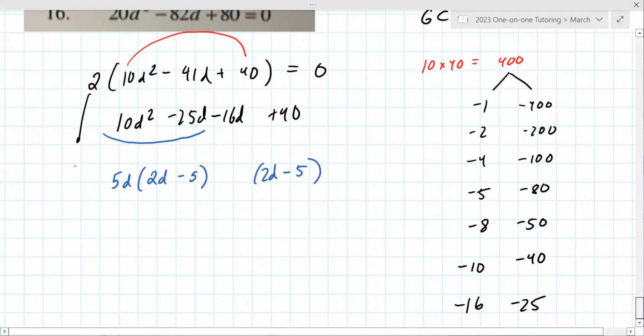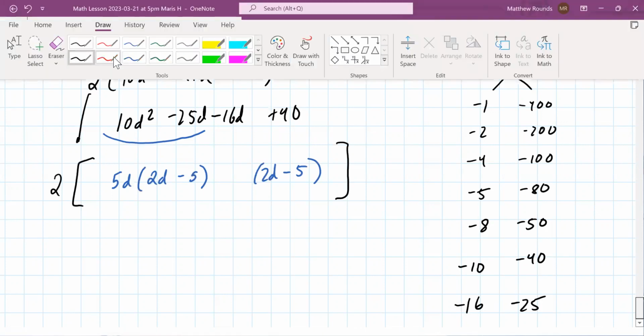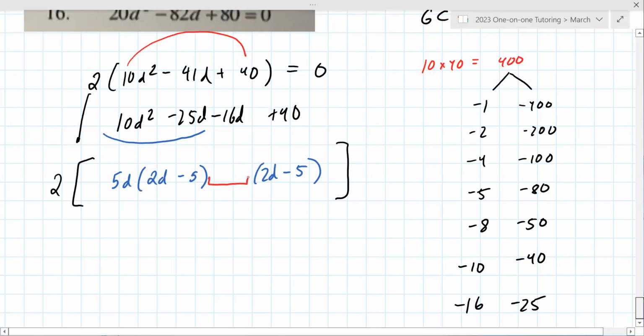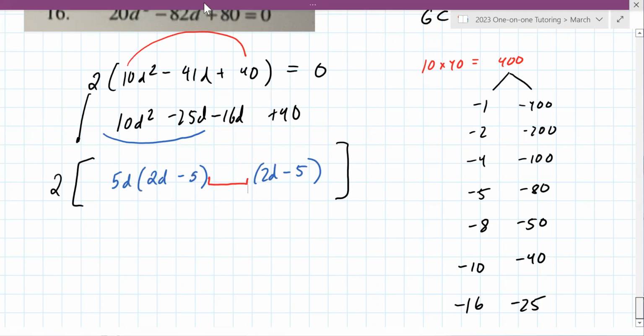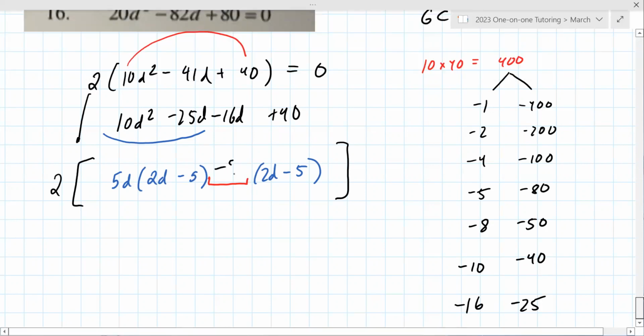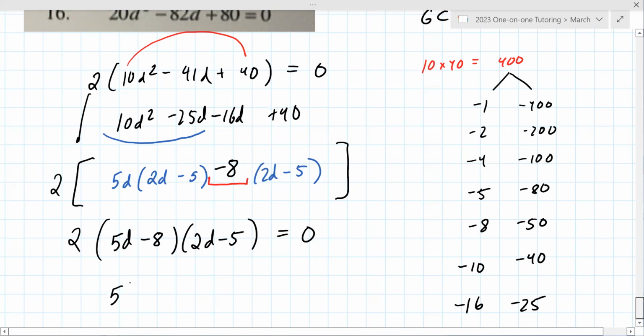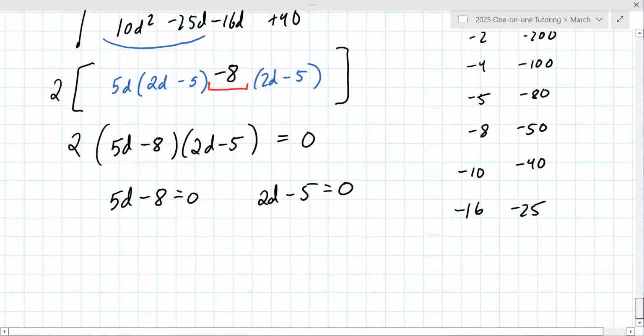This 2 is still on the outside. You can think of it as brackets there. You've got to figure out what goes in this missing position, so you're looking back at that previous line, and it looks like it's 8 minus 8. So now it's 5d minus 8 times 2d minus 5. So you set 5d minus 8 equal to 0, 2d minus 5 equal to 0, and you solve each of those. So d is 8 over 5, d is 5 over 2.